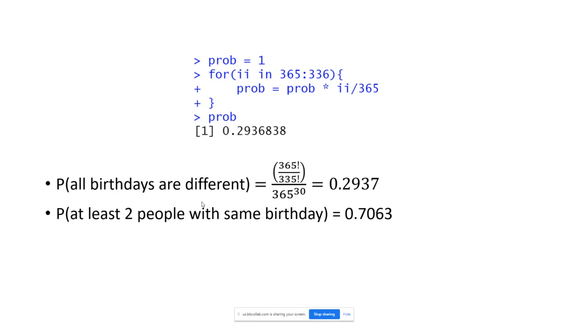This is assuming that all birthdays are equally likely, which isn't quite true. If you do account for different days being more and less likely for people's birthdays, the probability actually increases slightly from 0.7.